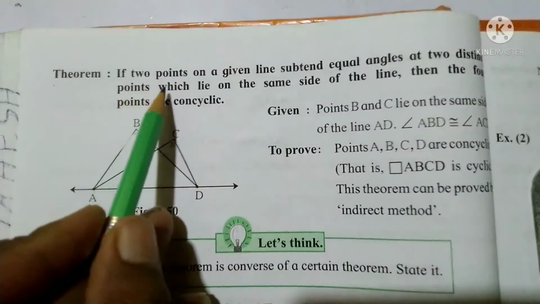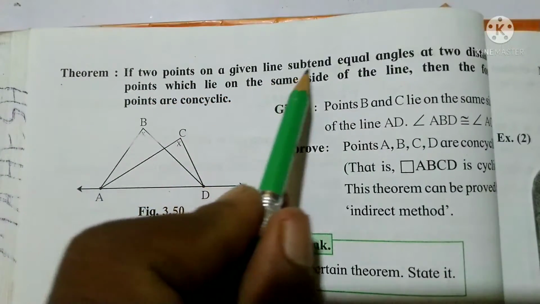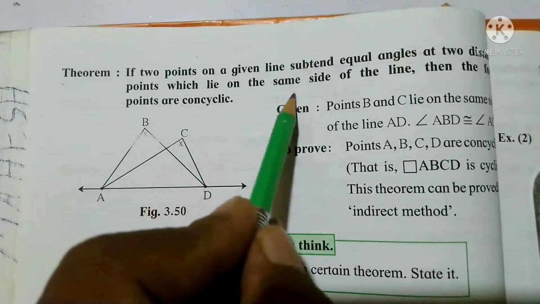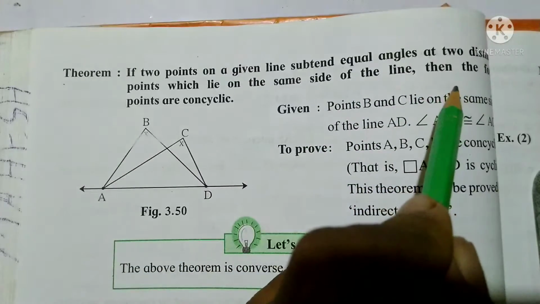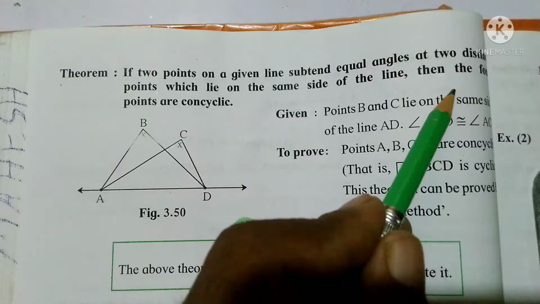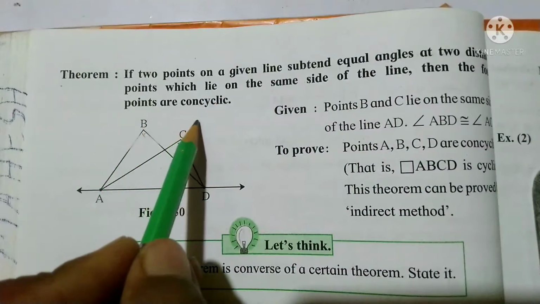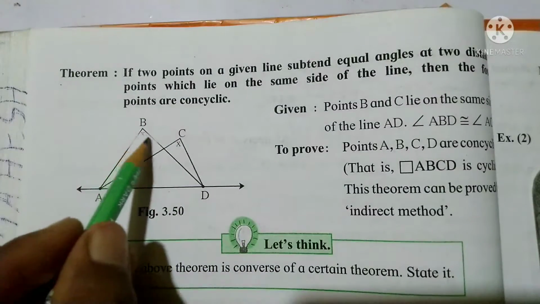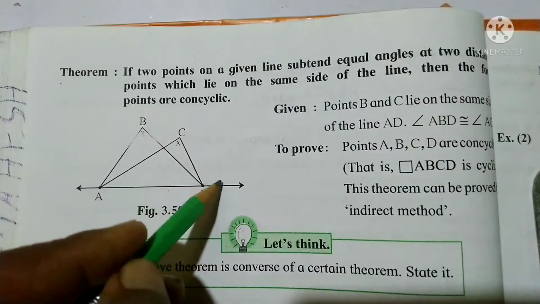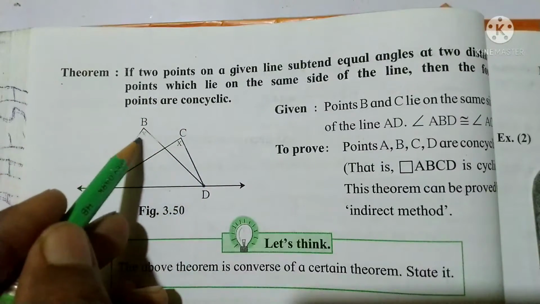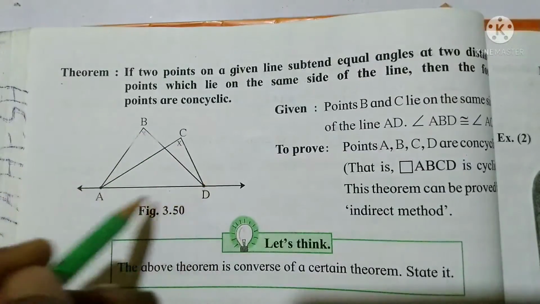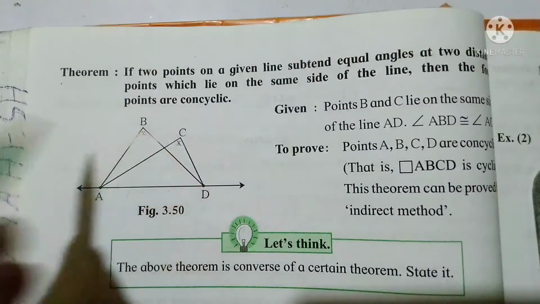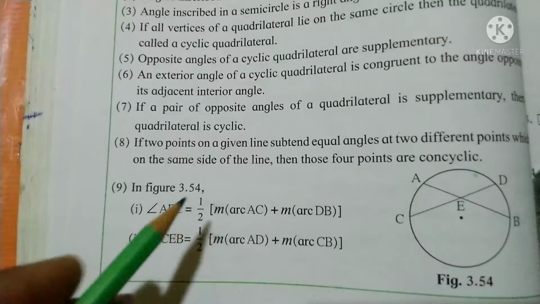Theorem: if two points on a given line subtend equal angles at two distinct points which lie on the same side of the line, then the points are concyclic. This means line AD subtends angles ABD and ACD on the same side of the line, so if both are congruent, then all four points are concyclic, or this quadrilateral is also cyclic. This is one property.